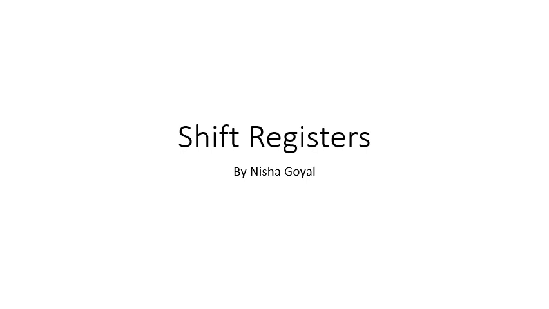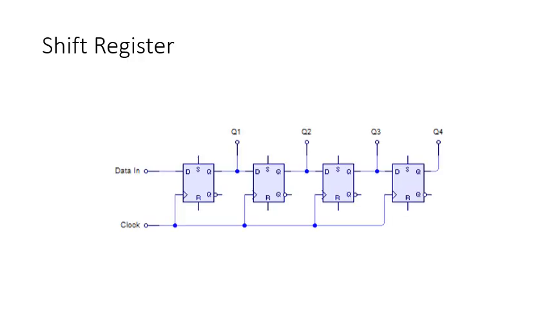Hello students, today we are going to study shift registers. This is the basic structure of a shift register. As you can see, the shift register is designed using flip-flops. Here we are using the D flip-flop. Now, there are 4 D flip-flops here, so this is a 4-bit shift register.